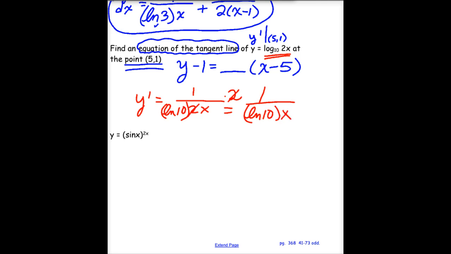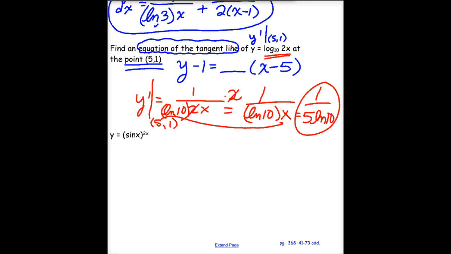I need to calculate that derivative at the specific point (5, 1), which means mine is going to be 1 over 5 ln 10, which I don't want to go calculate on my calculator, so I'm just going to write 1 over 5 ln 10. I'm just going to leave it like that.